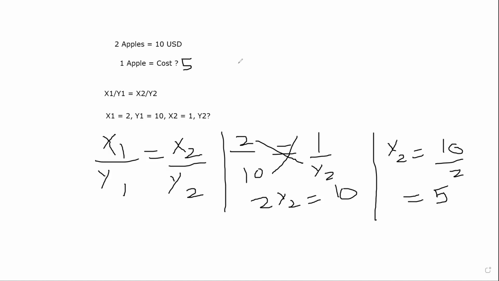So what does this show you? This tells you that when the quantity of the apples increases, then the price of the total apples will also increase. And when the quantity of the apples decreases, then the price of the total apples will also decrease. All right, so this is the direct proportion relationship.